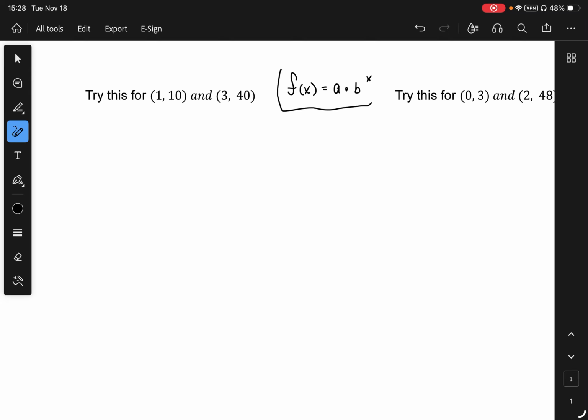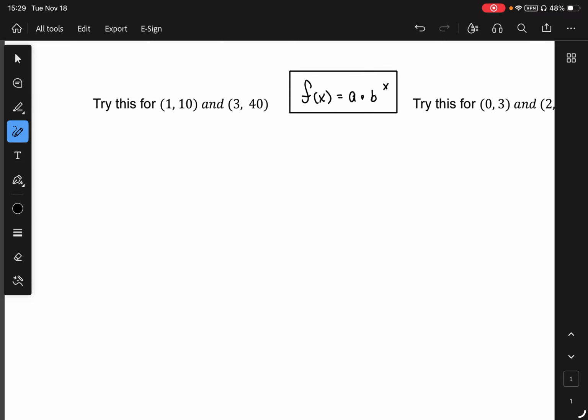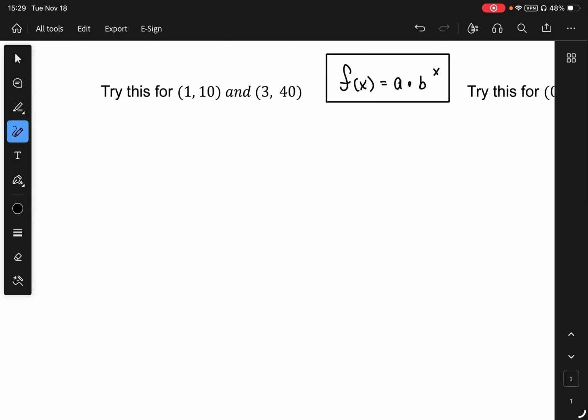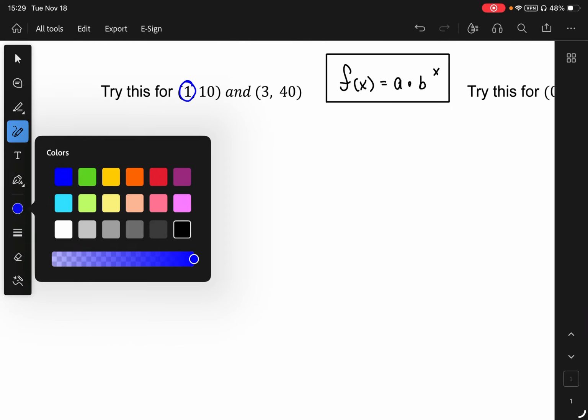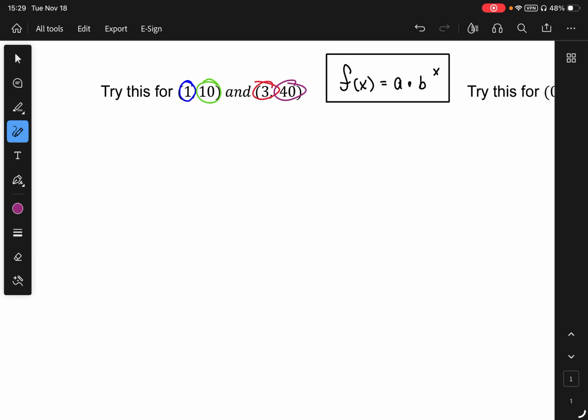So what I'm doing is I'm just copying down our equation over here so we know that this is the equation that we are going to be using for these two sets of points. So over here on the left one, we are going to start by just marking up our questions. So I'm going to circle 1 with blue, we're going to use green with 10, we're going to use red with 3, and then let's use purple with 40.